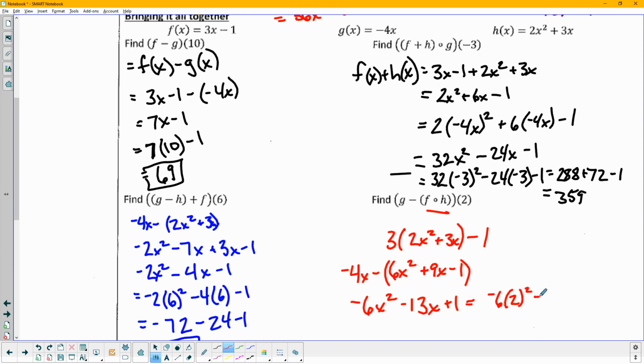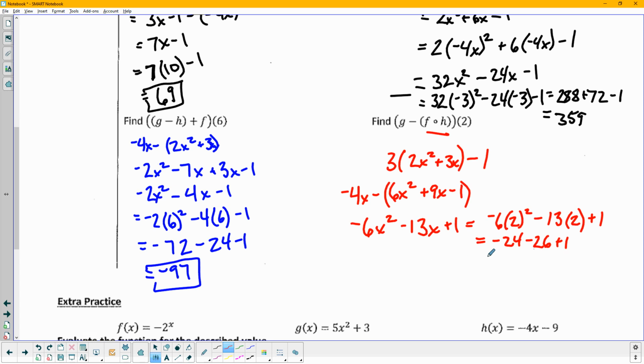Evaluating that at 2, I'm going to get 4, negative 24, negative 26 plus 1. So that's going to be negative 50, and negative 50 plus 1 will be negative 49. And that's our answer there.